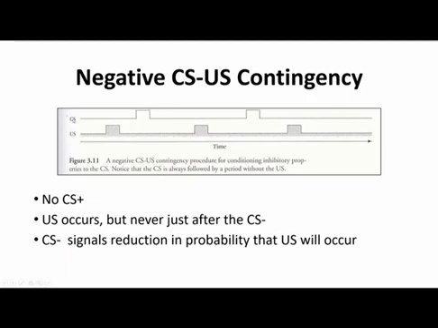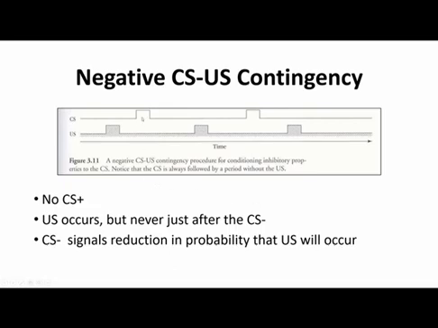And what we can see is that the US is going to happen periodically, and the CS happens periodically, but they never happen together. So this tells us that if our CS minus is happening, we know that we will not experience an unconditioned stimulus. So this US is occurring, but it never occurs right after our CS minus. So this tells us that when that CS minus is happening, we are safe. So our CS minus signals a reduction in the probability that the US will occur.